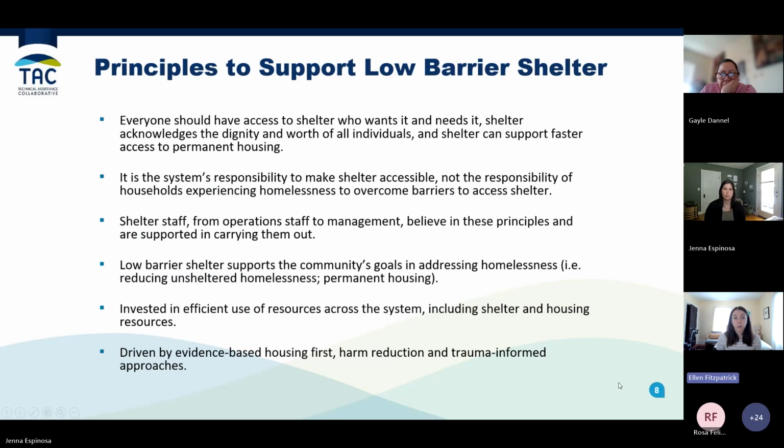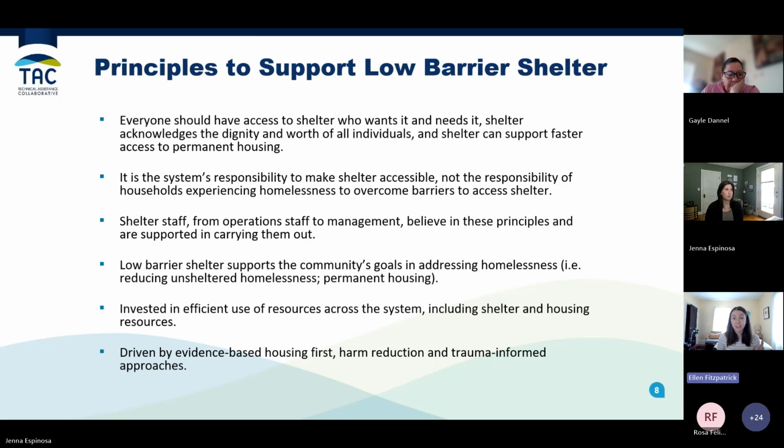So some of these principles include a belief that everyone should have access to shelter who wants and needs it, that shelter acknowledges the dignity and worth of all individuals, and that it supports faster access to permanent housing. So, we need buy-in around this concept from the top to the bottom if you're going to make a shift to reduce barriers to emergency shelter.